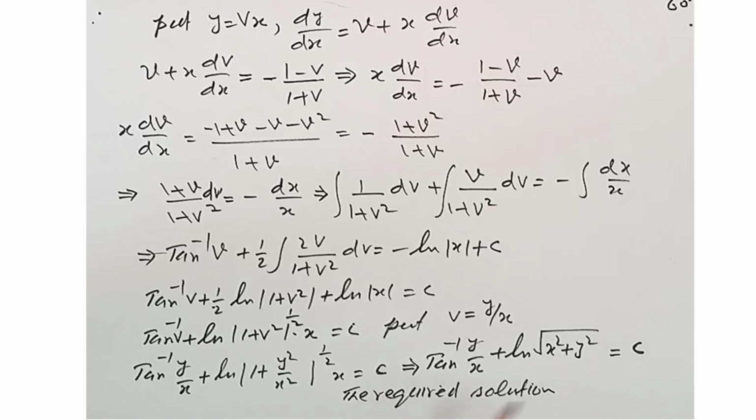Now replace the value of v, this is y by x. In place of v we put y over x, and this is tan inverse y by x plus log of (1 plus y by x whole square) over x square, to the power 1 by 2, times x. After simplification we have tan inverse y by x plus log of under root x square plus y square equal to some constant, the required solution.